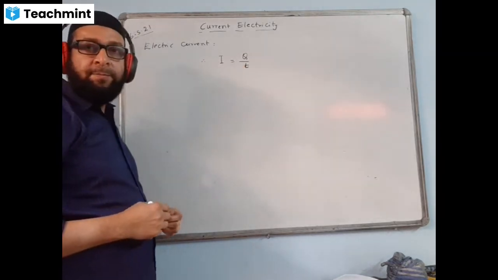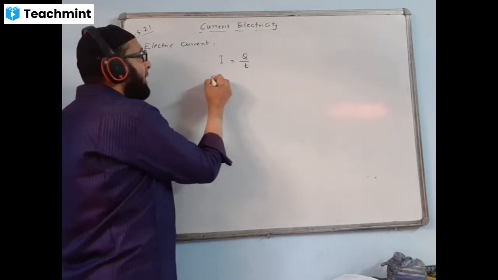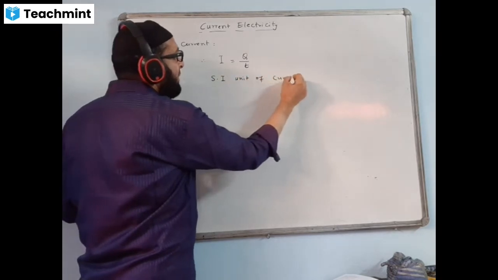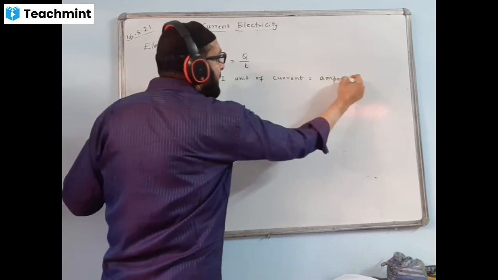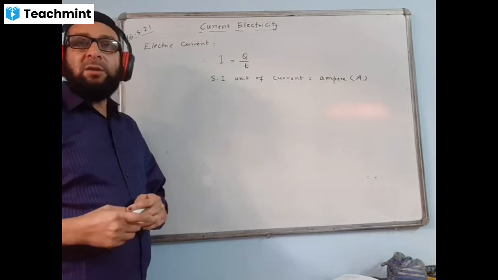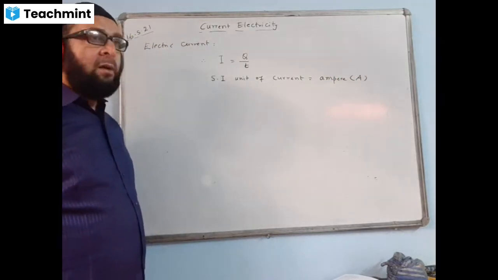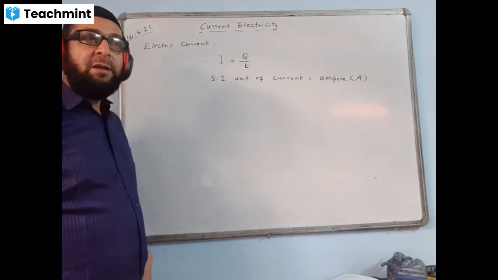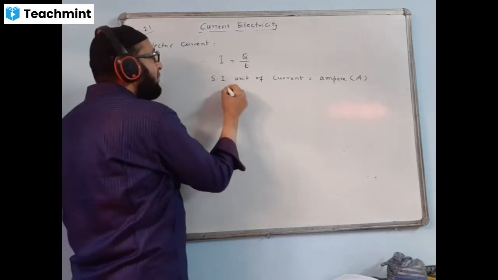Now, the SI unit of current. What is the SI unit of current? You all know, ampere, denoted by A. And the instrument which measures current is called an ammeter. For a variable current such as an alternating current, the same thing we write in the form of calculus as I is equal to dq by dt.